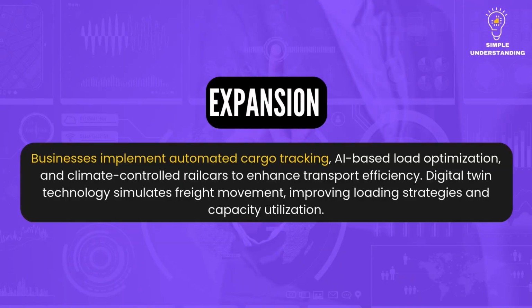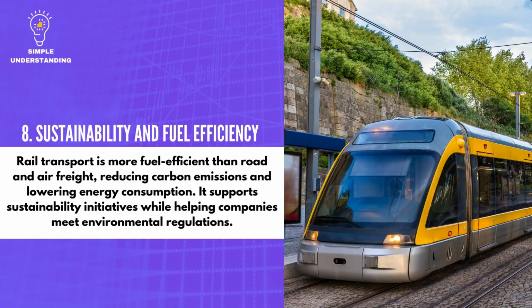Businesses implement automated cargo tracking, AI-based load optimization, and climate-controlled rail cars to enhance transport efficiency. Digital twin technology simulates freight movement, improving loading strategies and capacity utilization. 8. Sustainability and fuel efficiency.